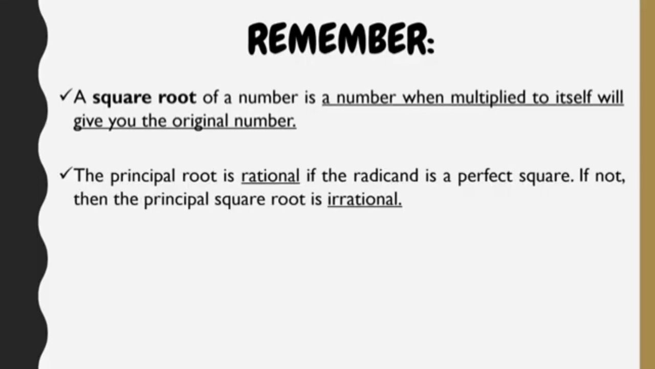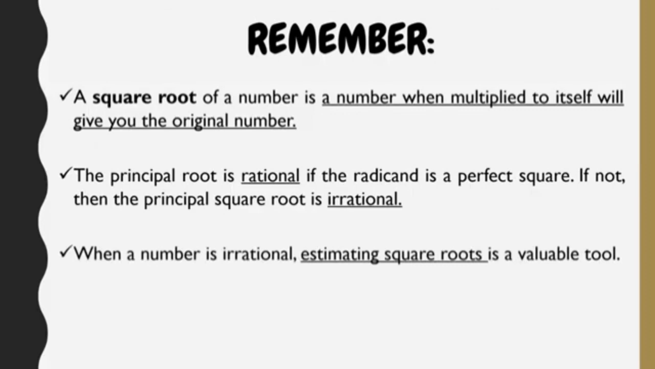The principal root is rational if the radicand is a perfect square. If not, then the principal square root is irrational. Again, kapag hindi sakto ang sagot, ibig sabihin, iyon ay nabibilang sa irrational numbers. When a number is irrational, estimating square roots is a valuable tool. So kapag hindi siya perfect square, kailangan nating i-estimate kung saan nakapagitan, o ano yung dalawang numbers na pumapagitna sa irrational number.